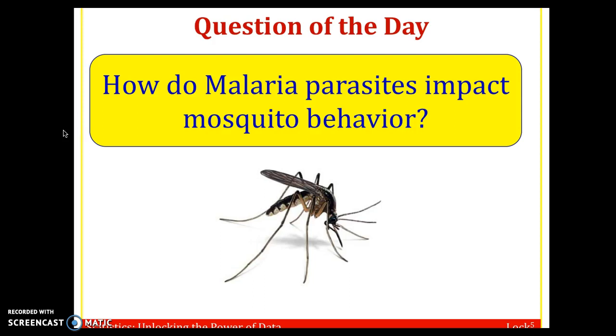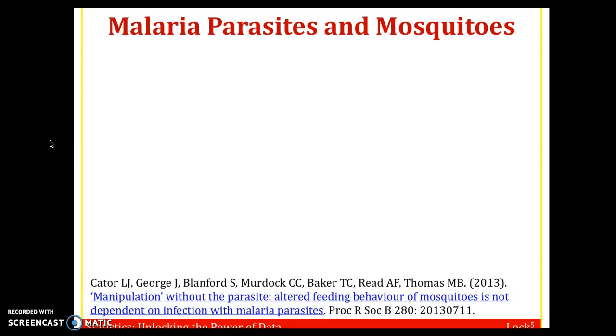Let's start with this question. There was an interesting study done a couple years ago about whether malaria parasites impact mosquito behavior. There's actually been a pretty big boom in the last 10 years about looking at parasites specifically and how they affect behavior of their hosts. So this study was done in 2013, and there's a link here to the study.